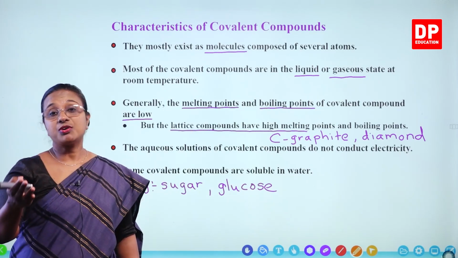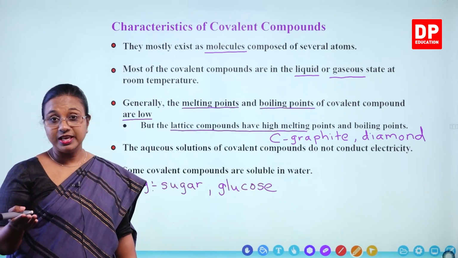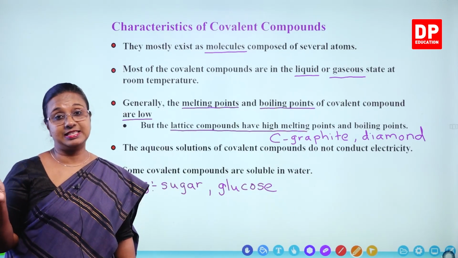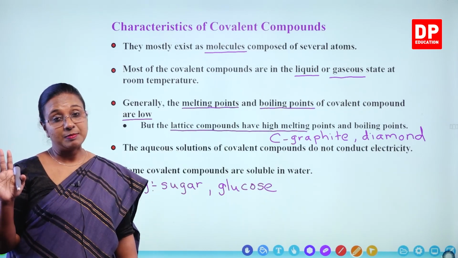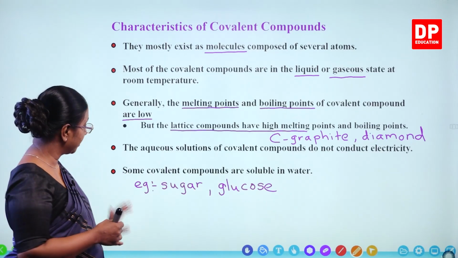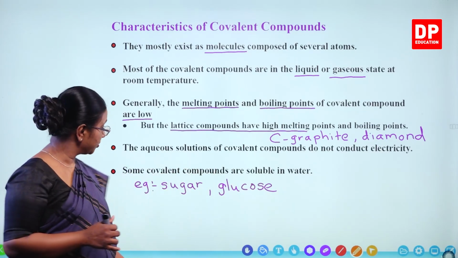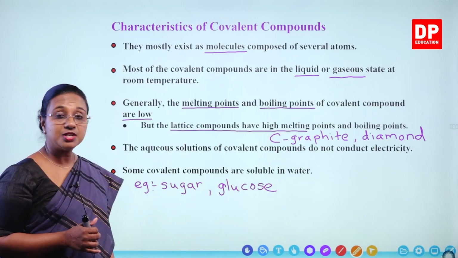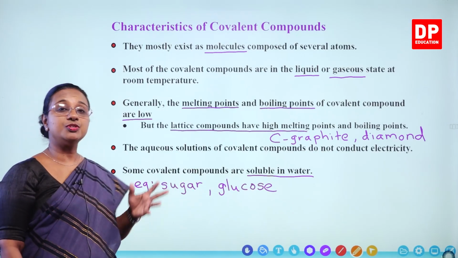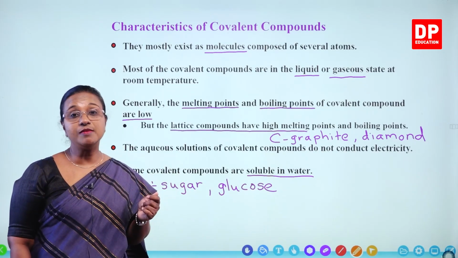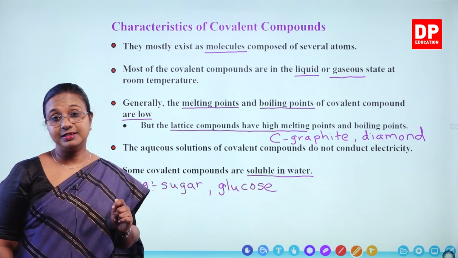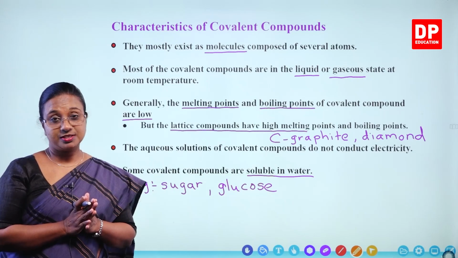Even you all know oxygen, carbon dioxide, chlorine, those are gases that can dissolve in water to a certain extent. Remember that, because in water there is dissolved oxygen, there is dissolved carbon dioxide, but they are covalent compounds. So some covalent compounds are soluble in water. These two dissolve well. Sugar and glucose, they are covalent compounds that can dissolve well in water. So these are the characteristics of covalent compound. Is that clear to you all, students?